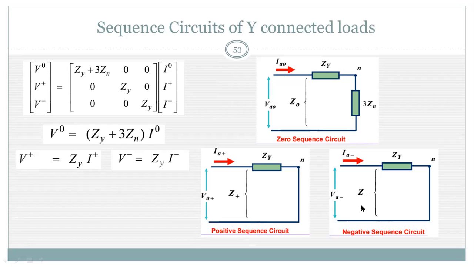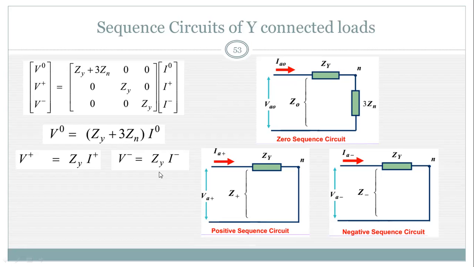Now for the negative sequence diagram, the negative sequence voltage V2 or V minus is equal to ZY into I minus or I2. It means that the negative sequence terminal voltage V minus is equal to the negative sequence current into the negative sequence impedance. Now for the zero sequence diagram, the zero sequence voltage drop V naught is equal to the zero sequence current I naught into the zero sequence impedance.